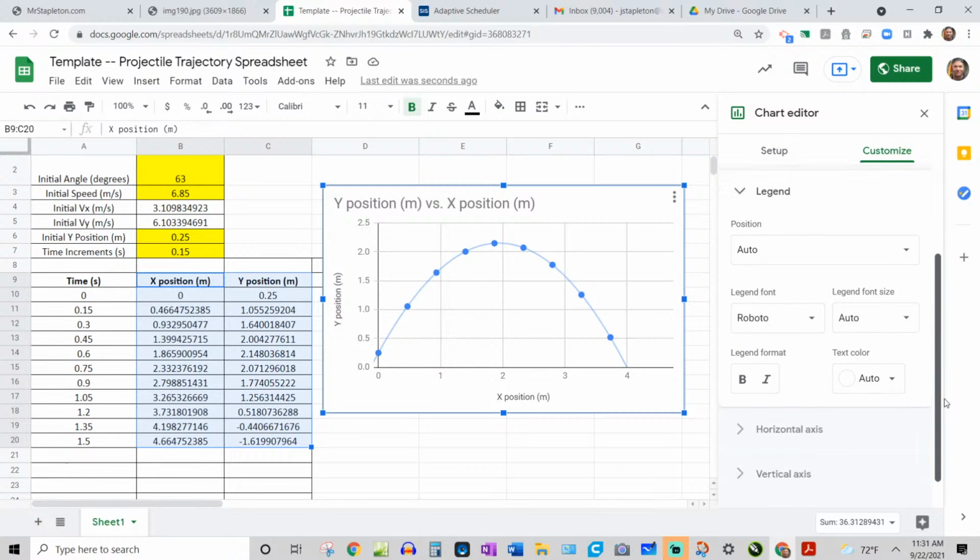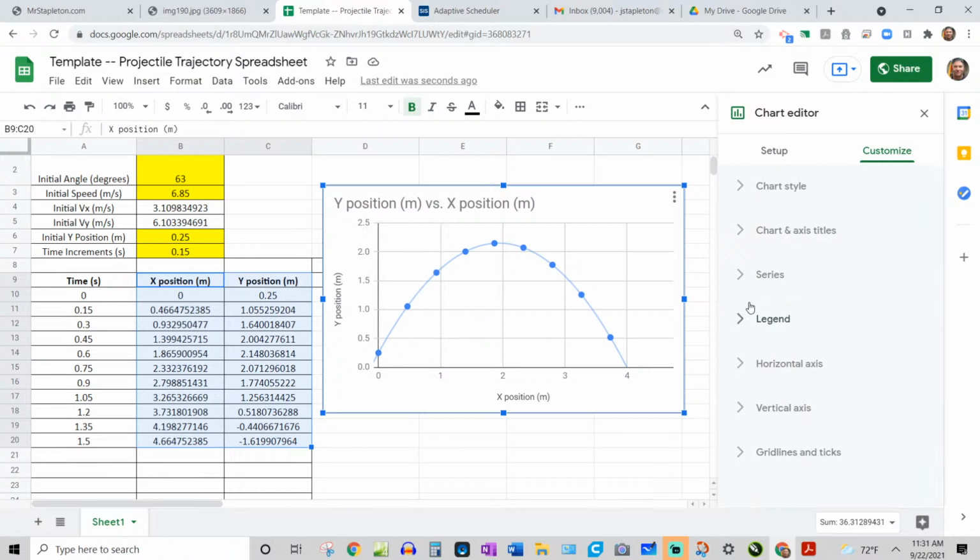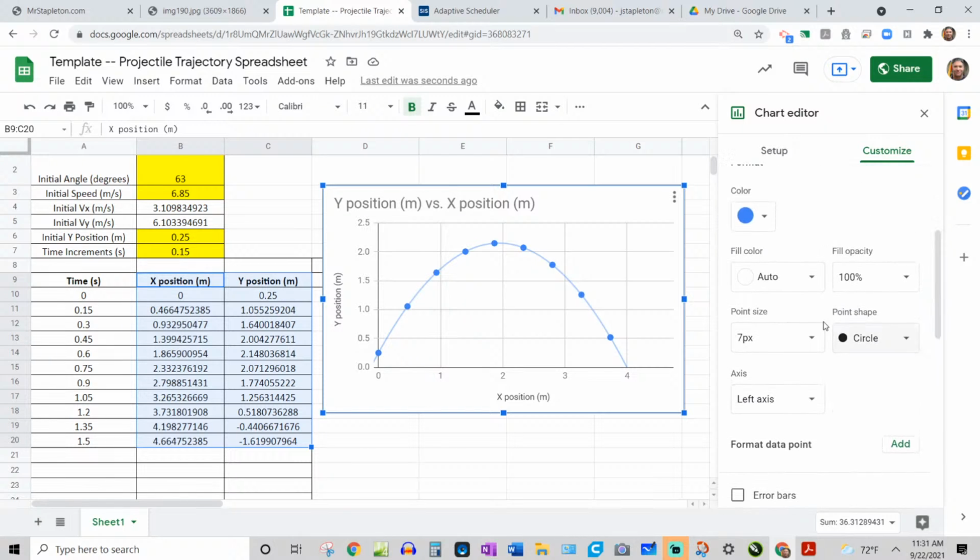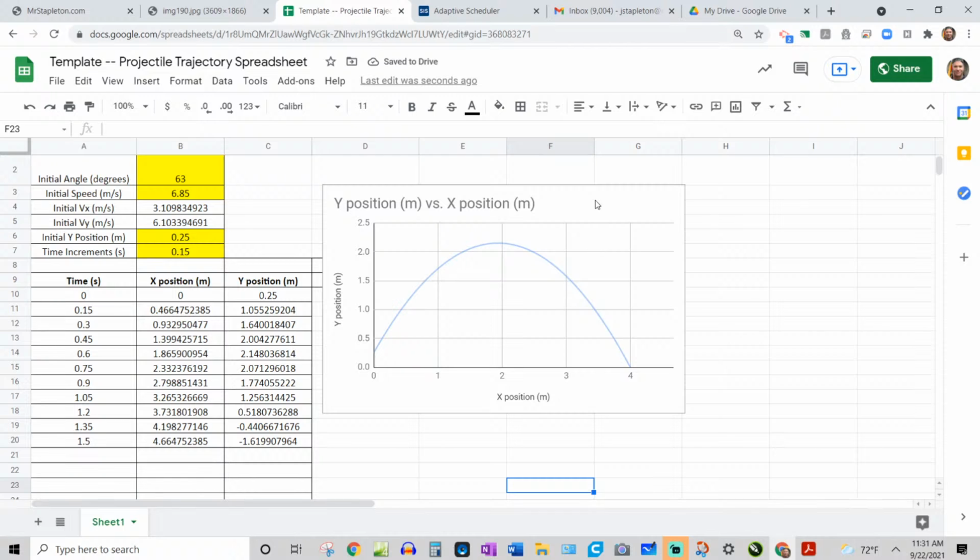Maybe wrong about that. No. I think it's probably still in series. Yeah, it was series. Thank you. And point size is none. So there we go. So I've got that. So this is pretty good.